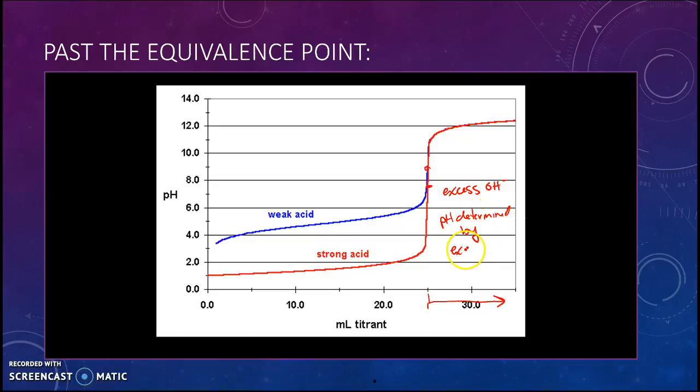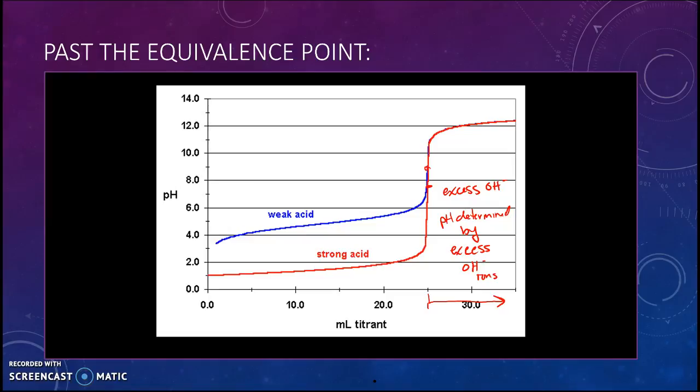by the excess hydroxide ions. Okay, so it won't be the total amount of hydroxide that we've added, but it will be the hydroxide that's left after we've neutralized all of our acid. Okay, so the excess hydroxide, and we can get the pOH, and we can get the pH from that, by finding moles of the excess hydroxide that we've added.